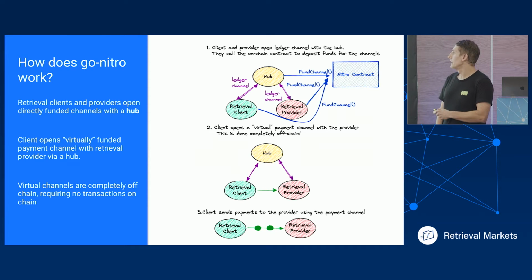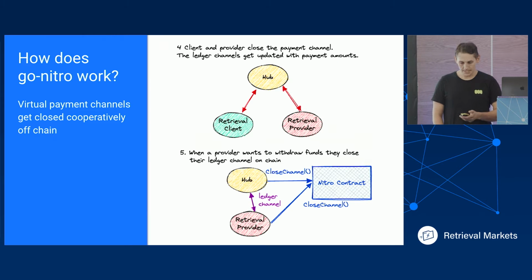Once this is done, clients can open virtual payment channels with providers. It's going to be done completely off-chain. And then once that channel is open, clients can use it to send payments to the provider. Eventually, the client and provider are going to close that virtual channel, and the ledger channel gets updated with the balances. And then when the provider wants to withdraw their funds, they'll have to call into the contract, call the withdrawal method on the contract.